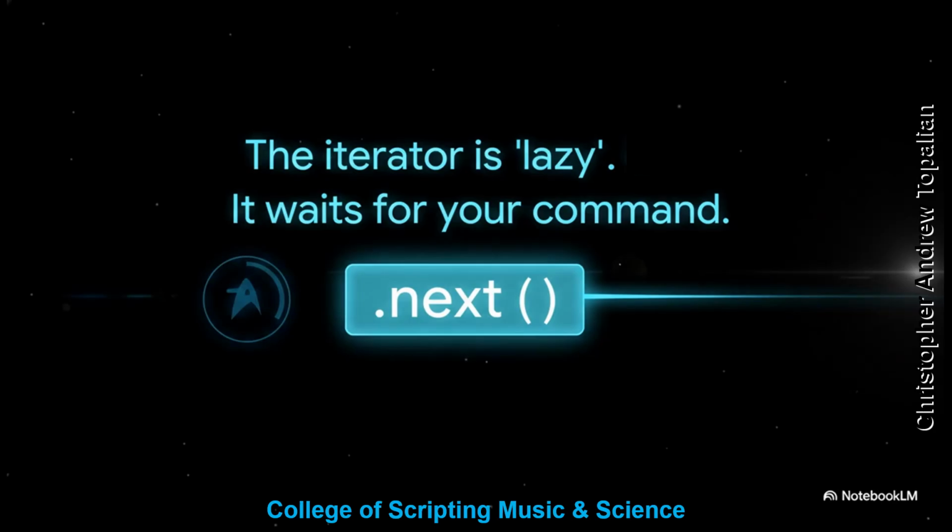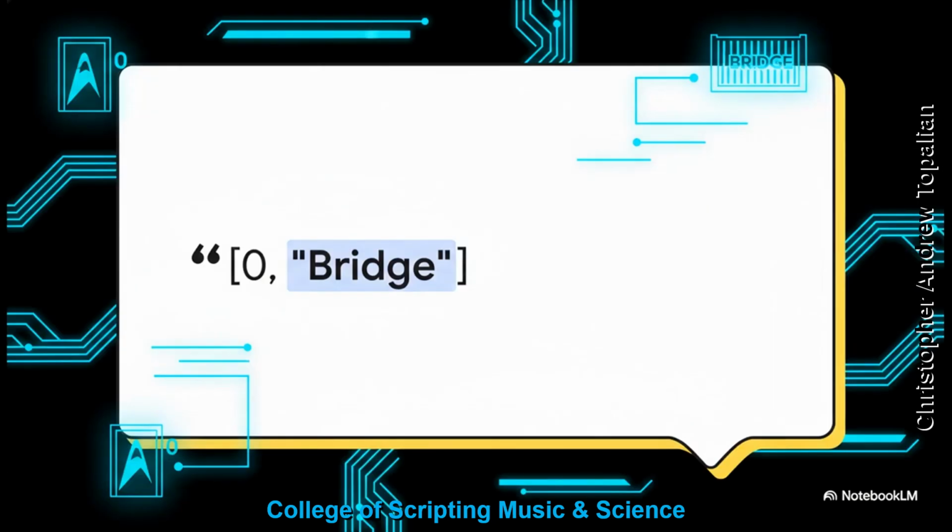And this is the fascinating part. The iterator is, well, it's kind of lazy. It's just sitting there waiting for your command. It won't give you any data until you explicitly ask for it using the .next command. So let's go ahead and request that first stop and see what we get. And boom, there it is. We get this perfect little package. The coordinate, deck 0, and the cargo, bridge. That is exactly the info our turbolift needs, delivered precisely when we asked for it.